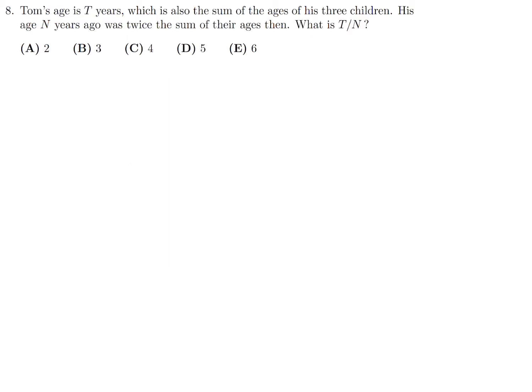Tom's age is T years, which is also the sum of the ages of his 3 children. His age n years ago was twice the sum of the ages then. What is T over n? Tom is equal to the sum of his 3 kids. And n years ago, his age was twice the sum of the kids.